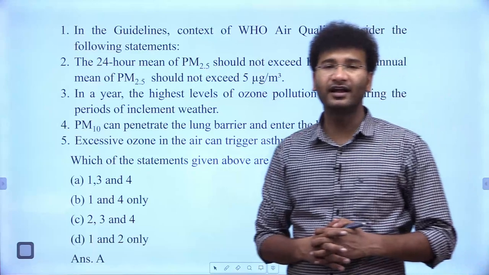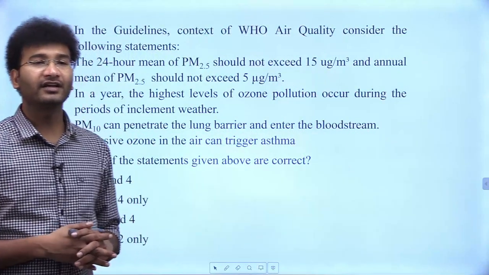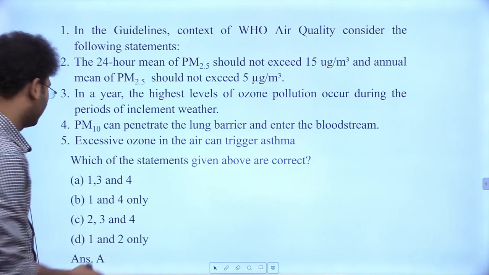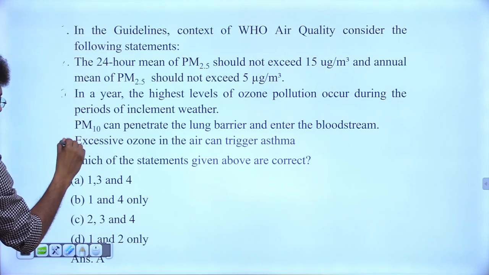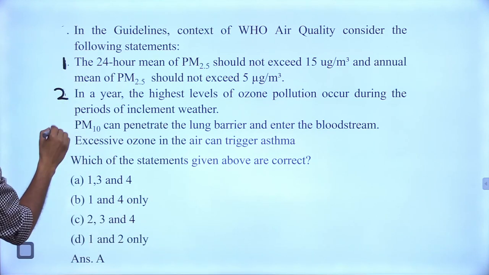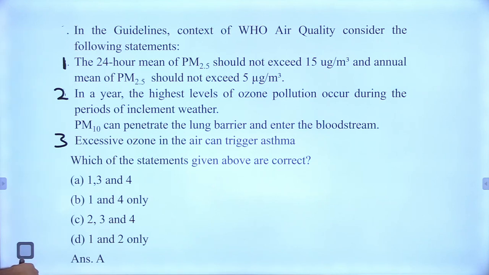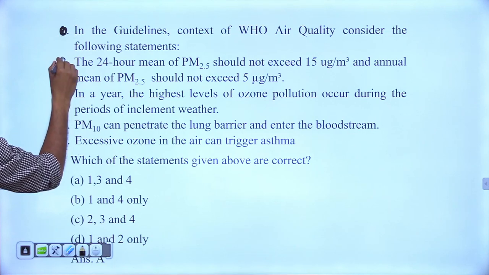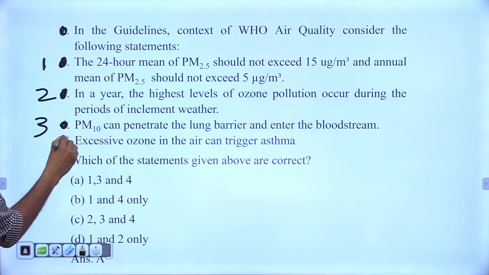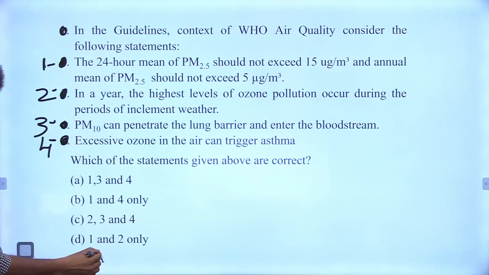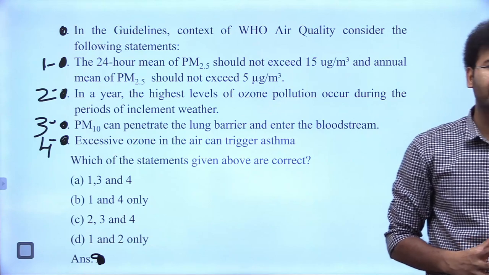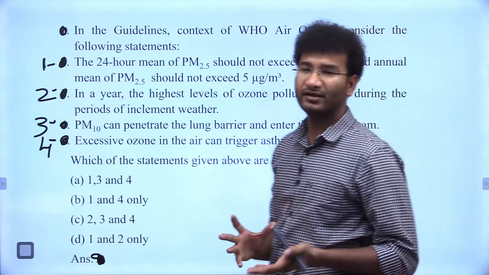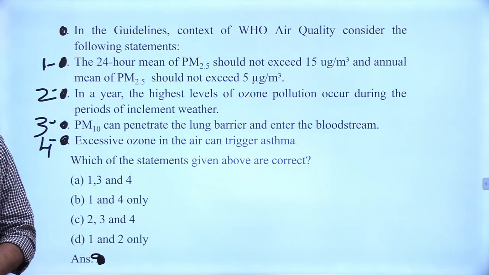The next question is, in the context of the World Health Organization air quality guidelines, consider the following statements. There is a small typo here, so please don't mind this. This is statement 1, statement 2, statement 3, and statement 4. So please answer this. The 24-hour mean of PM2.5 should not exceed 15 mg per meter cube, and the annual mean of PM2.5 should not exceed 5 mg per meter cube.